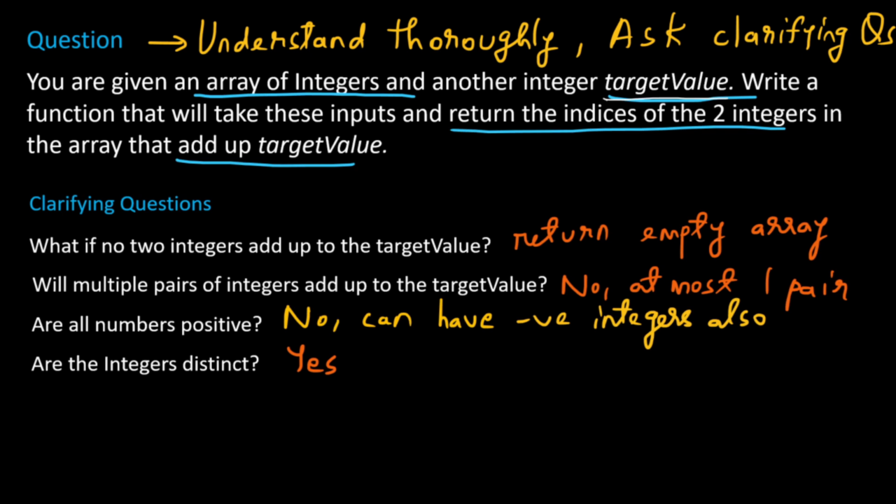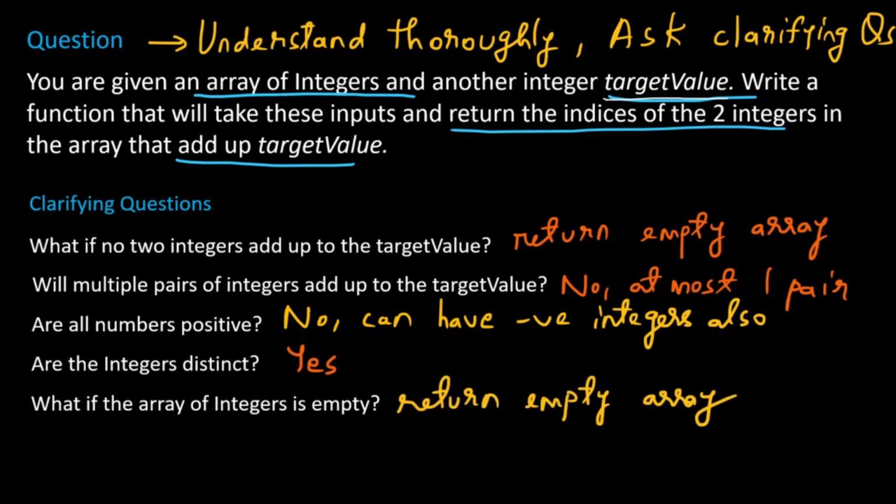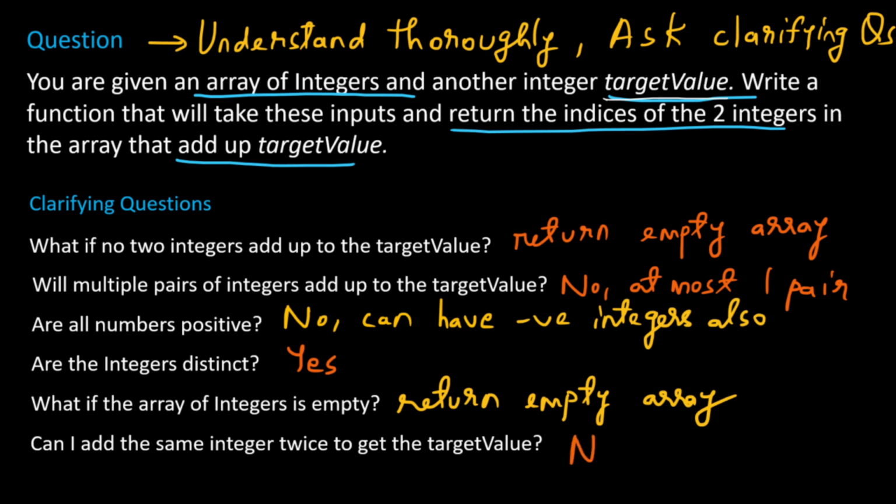And another question that you could ask is, what if the array of integers that is given as an input is empty? Now the interviewer says, if this is the case, then return an empty array. All right. And again, you ask, can I add the same integer twice to get the target value? And the interviewer replies at this point, no. All right. So these are some of the clarifying questions that you could ask for this question. So always feel free to ask sufficient clarifying questions to get a good understanding about the question.